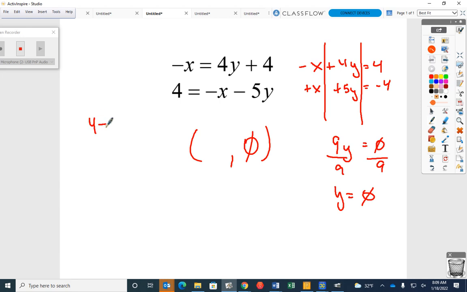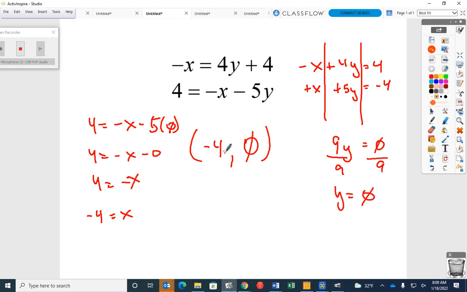So 4 equals negative x minus 5 times 0. 4 equals negative x minus 0. 4 equals negative x. Can I leave my x negative? No. I have to make it positive, so what happens to my 4? It turns negative. So this is negative 4, 0.